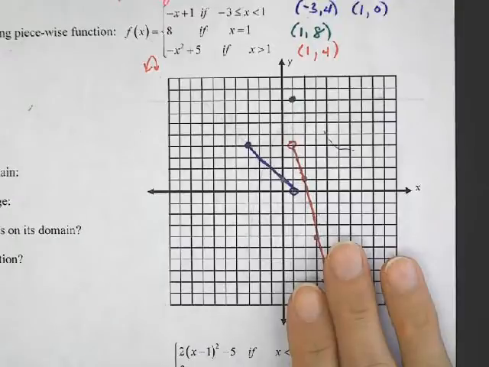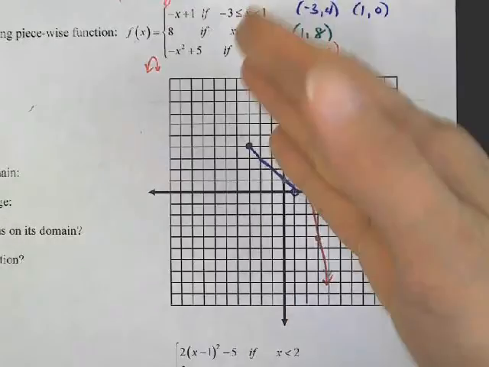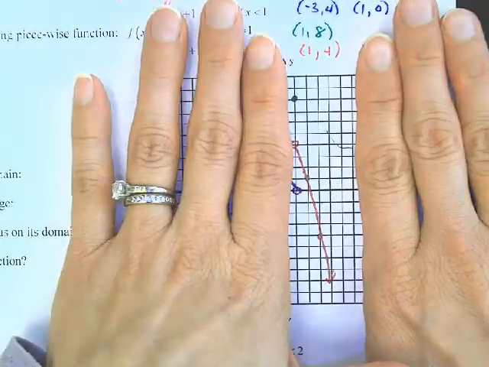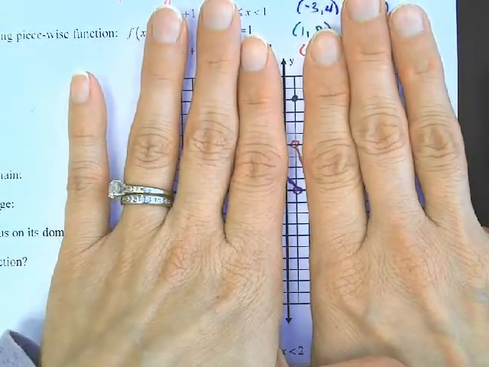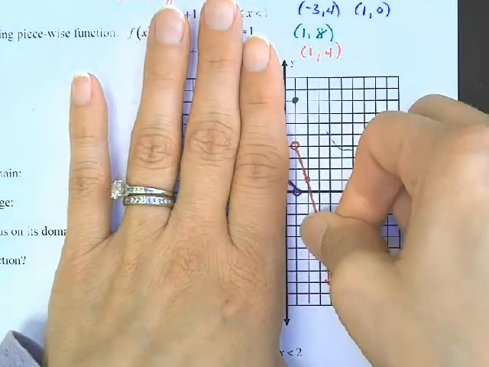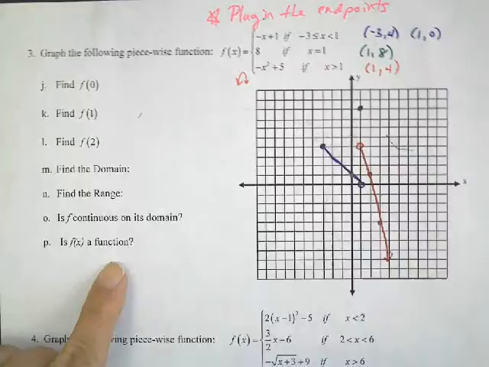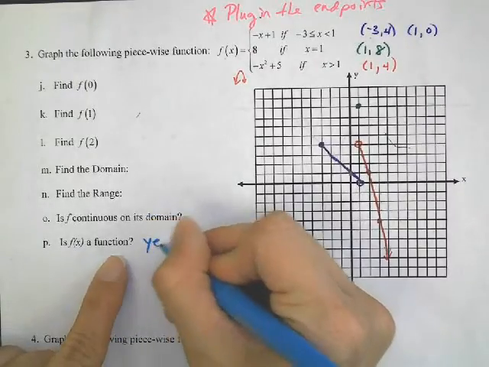Okay? Is this a function? Does it pass the vertical line test? Definitely 1 section there. There's only 1. How about that point? Does a vertical line only touch once? Yes. Okay. In fact, that's one of the questions over here. Is f of x a function? And the answer is yes.